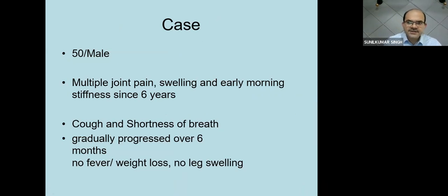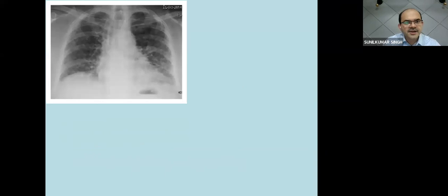Let's look at another case, a 50-year-old male who has rheumatoid arthritis for about 6 years duration now, and presents to you with cough and shortness of breath, which has gradually progressed over a period of 6 months, and denies any history of fever, weight loss, no leg swelling. We have examined the patient, there is no lymphadenopathy. And then a chest X-ray is asked for, which shows bilateral basal reticular shadows.